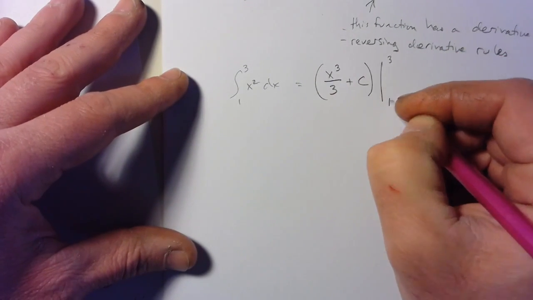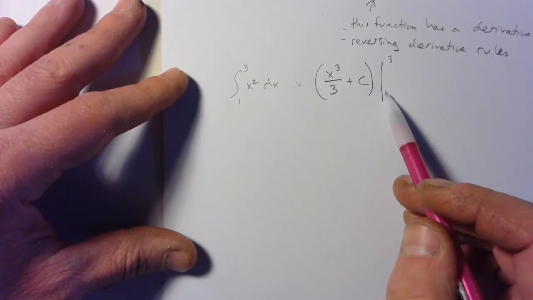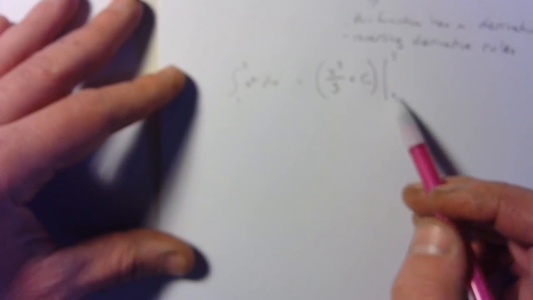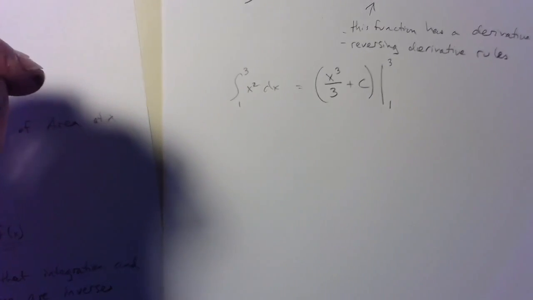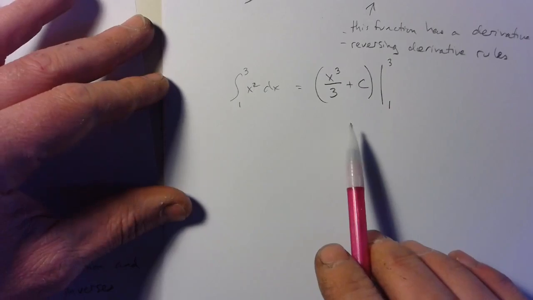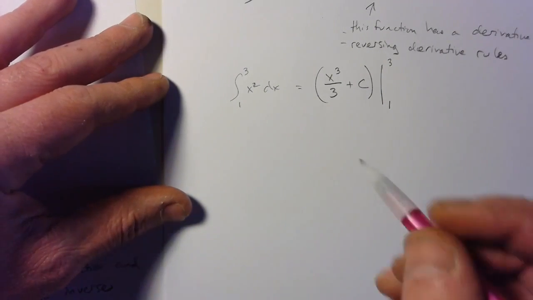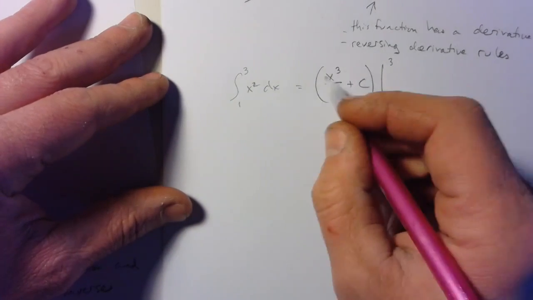Notice the notation I'm using. This is the evaluation tool. It's just a line going up and down, and it says I'm evaluating with an upper bound of 3 and a lower bound of 1. So, okay, there we go. Focus back. And so I'm going to take this 3 and plug it in.